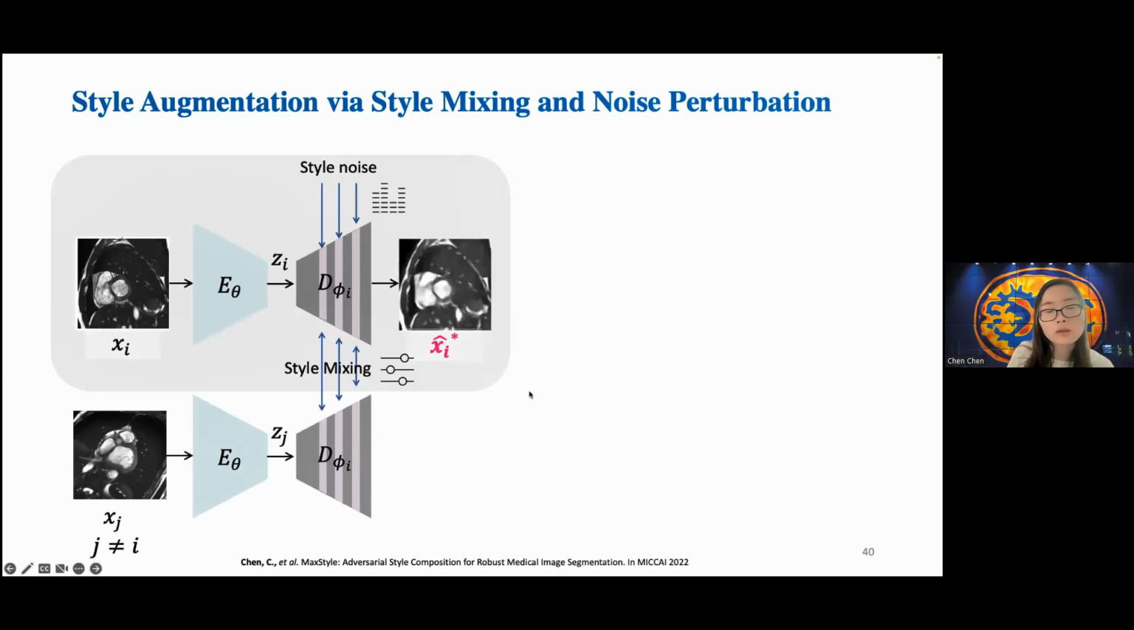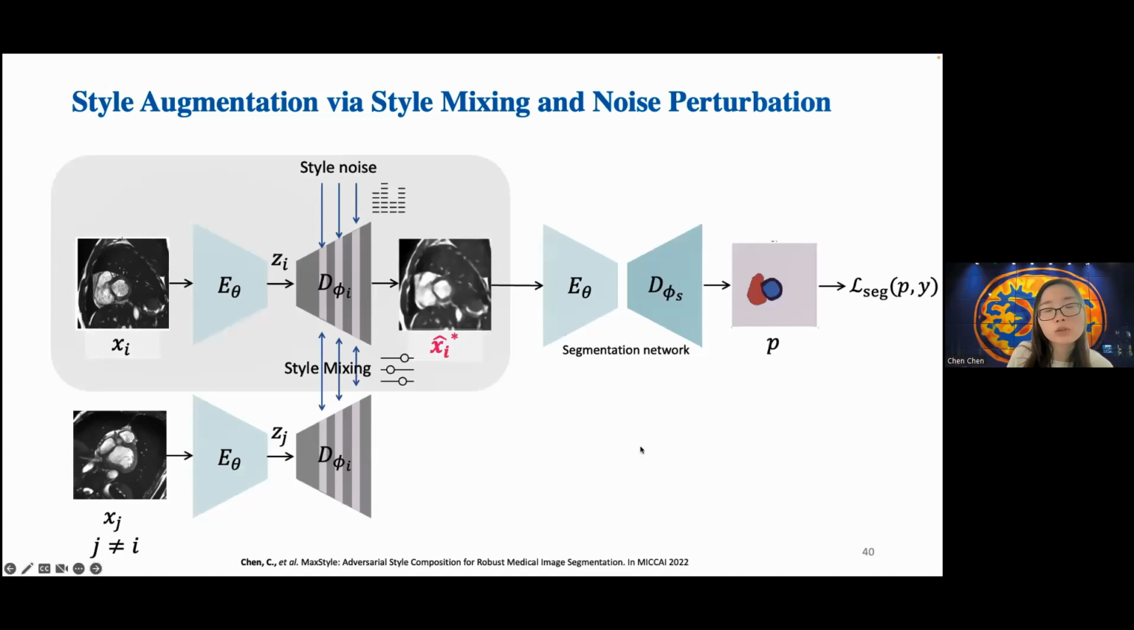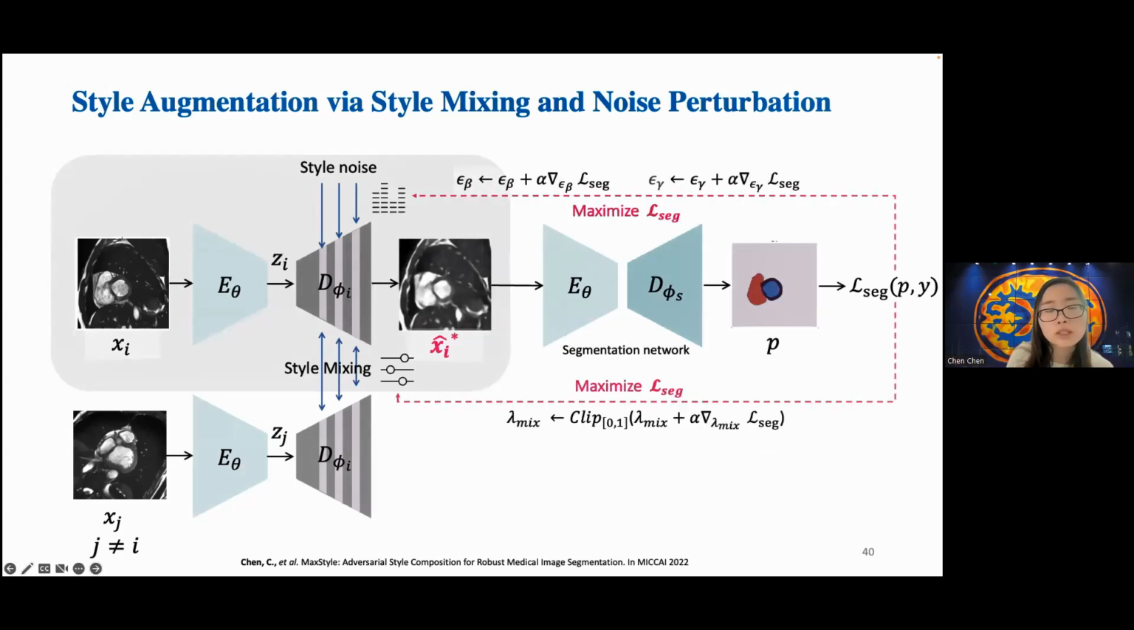But we are not limited to this random scheme. Similarly, we also apply the adversarial training approach to enhance the effectiveness of generated samples for model robustness. What we do is try to find optimum values of the style noises and the level of style mixing by searching in the direction of maximizing this segmentation loss, the task-specific loss, okay?